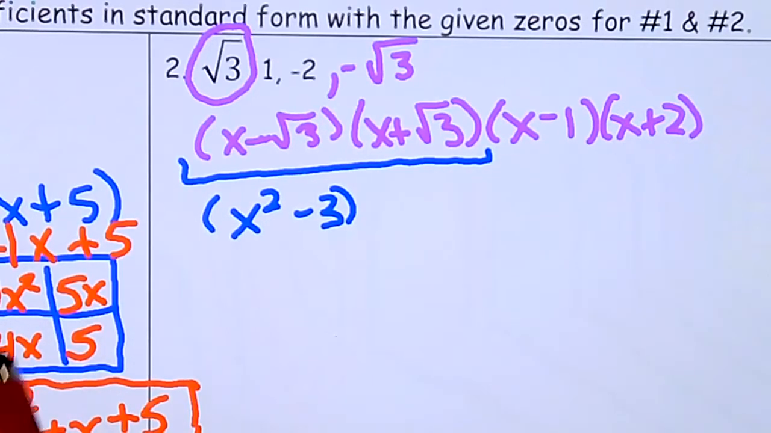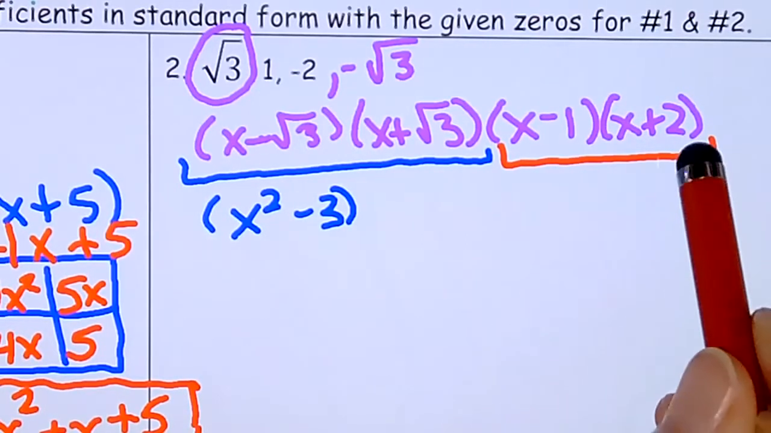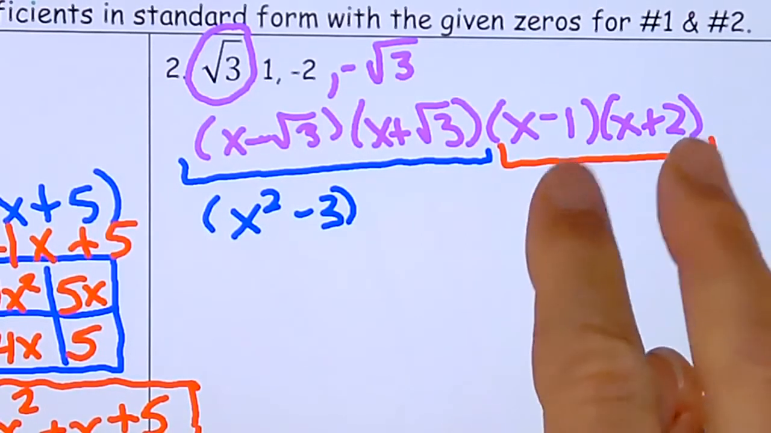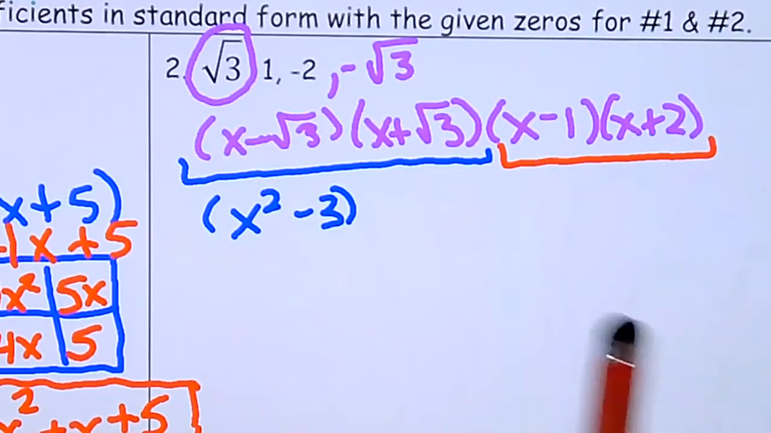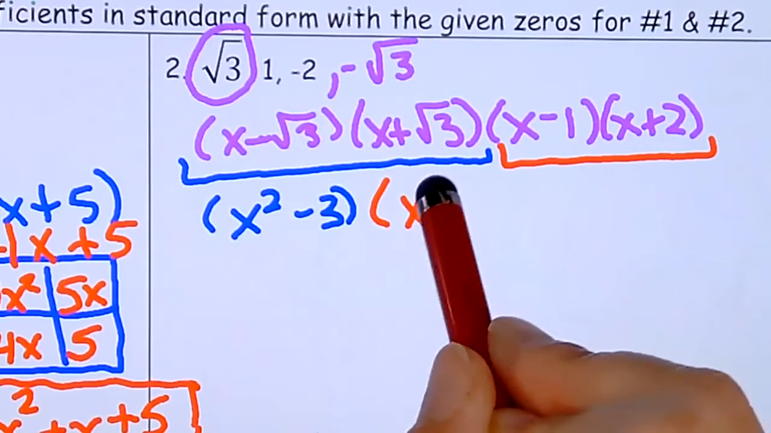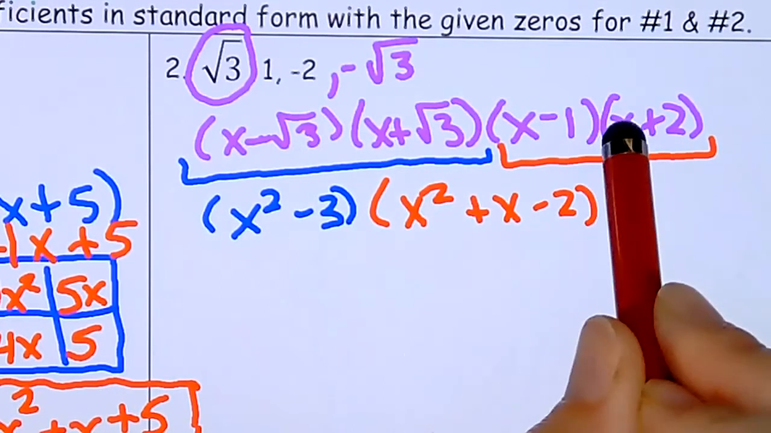This over here, let me just do it in a different color. Okay, this over here is really just a diamond. This 2 and -1 add to a 1, and this 2 and -1 multiply to a -2. So this is going to be x squared plus x minus 2. Again, you can do a 2 by 2 here if you want.